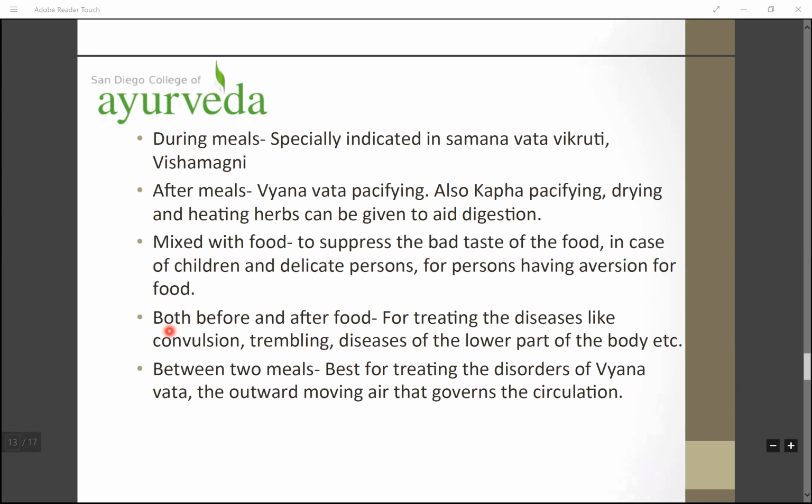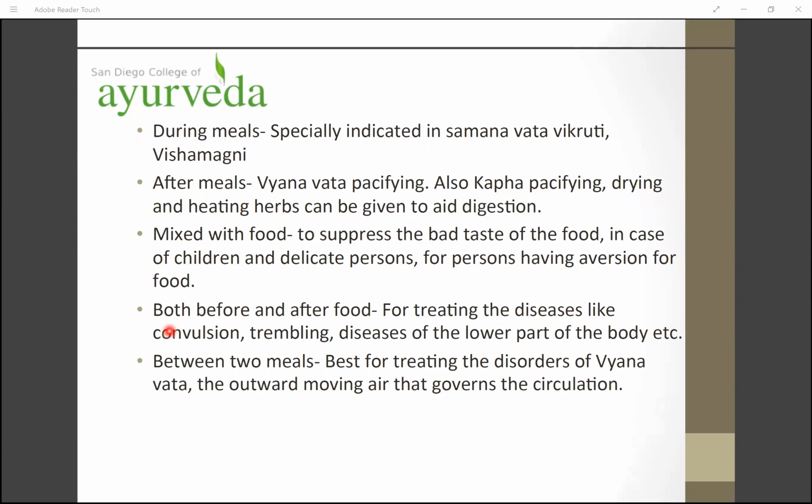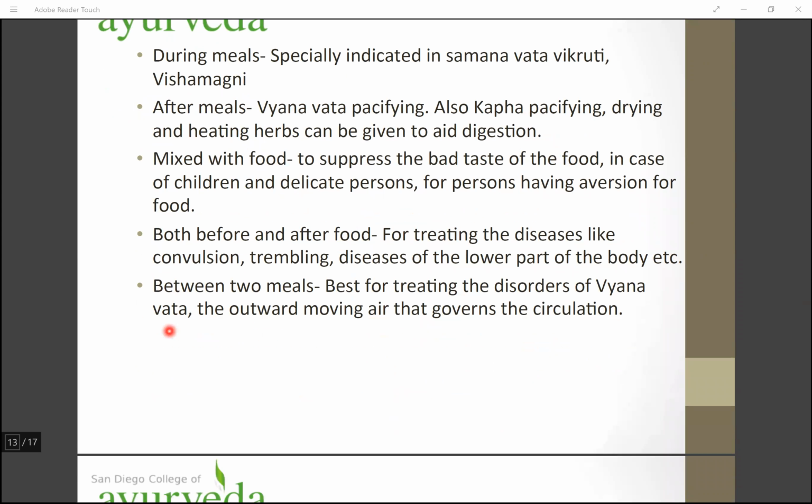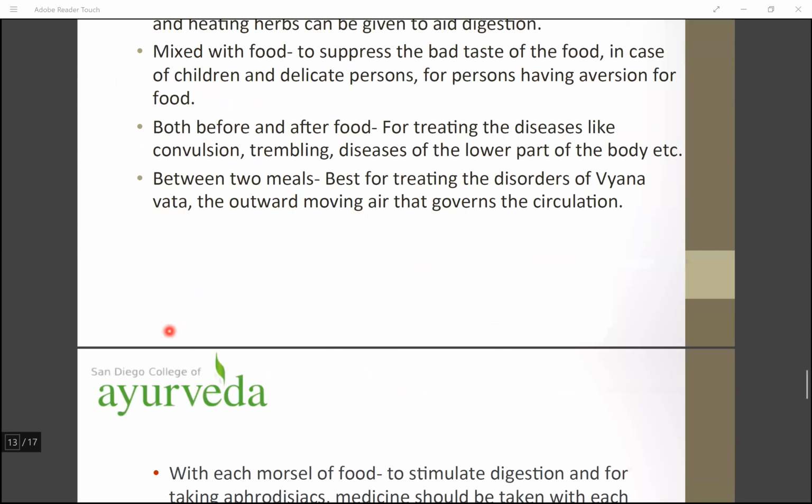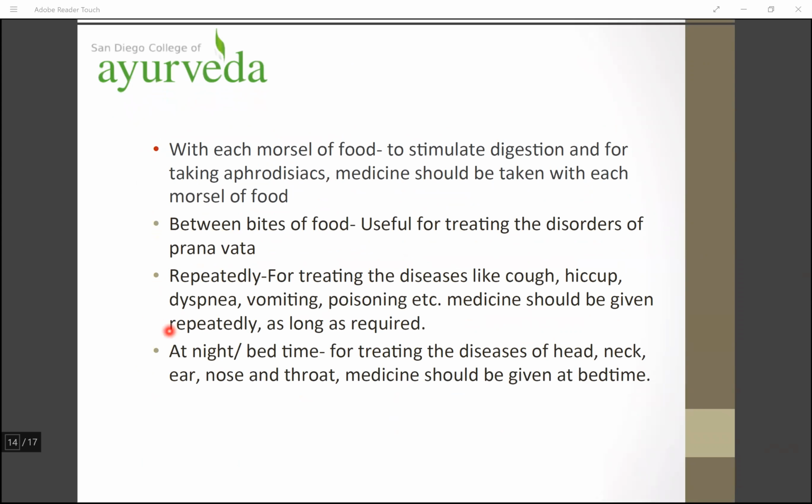like when you're treating convulsions or trembling or diseases of the lower body. Between two meals, you give medicines when there are disorders of Vyana Vata, and when there's outward moving air. With each morsel of food, to help stimulate digestion, when you have aphrodisiacs and so on. Between bites of food is when there is a disorder of the Prana Vata.